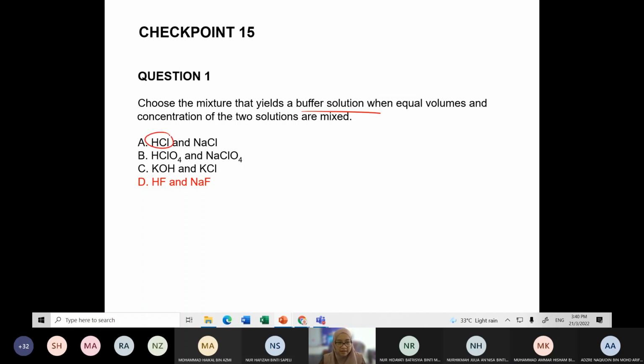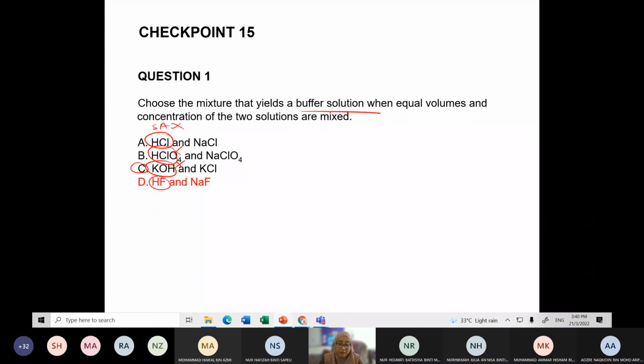Okay, so HCl. This is a strong acid. The moment we have a strong acid and the salt, a strong acid is not considered a buffer. So out. How about HClO4? HClO4 is a strong acid also. So this is also out. And then our chicken here, KOH and KCl. KOH is a strong base. So it's not a weak acid or weak base. So it's wrong. The only weak one is HF.